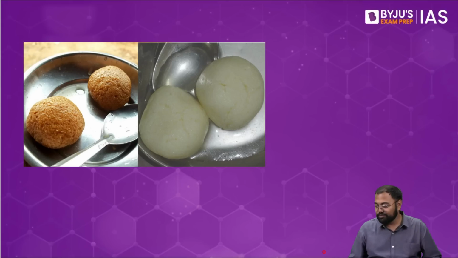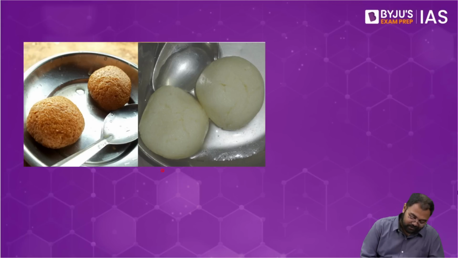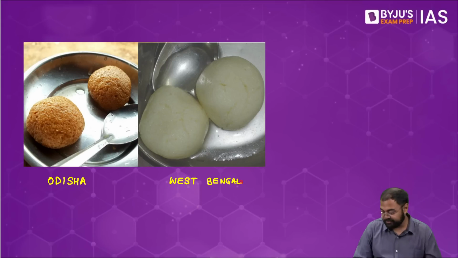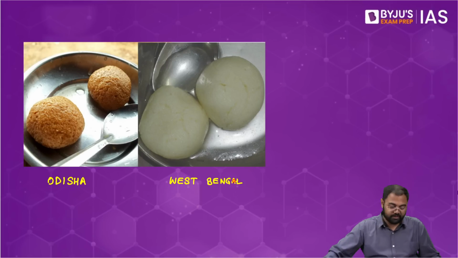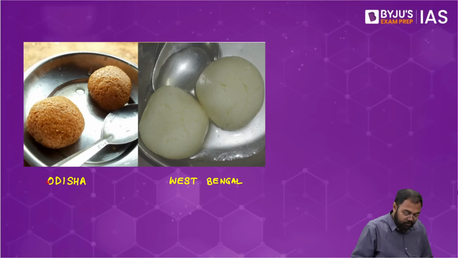So there are two kinds of Rasgulla. This is the one that belongs to Odisha, and this is the one that belongs to West Bengal. Now they are different in their preparation. They are different in their origin.